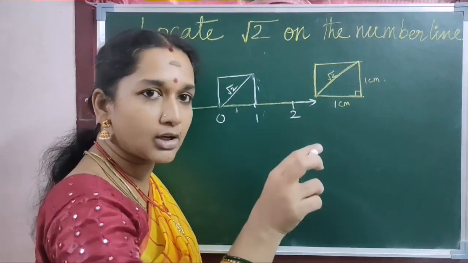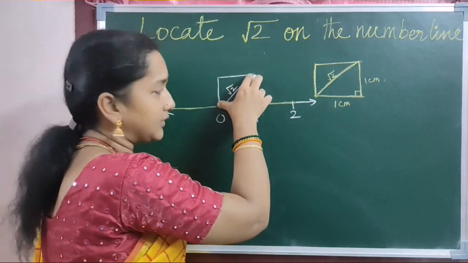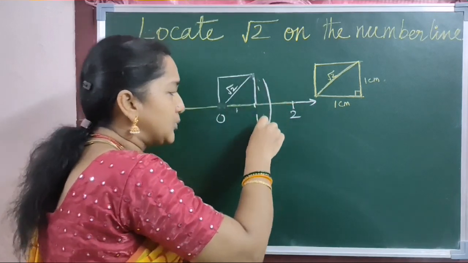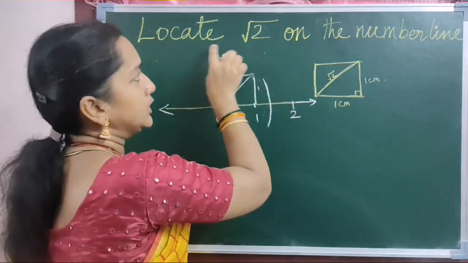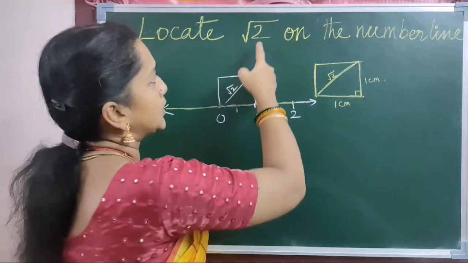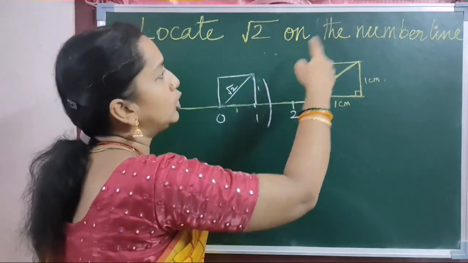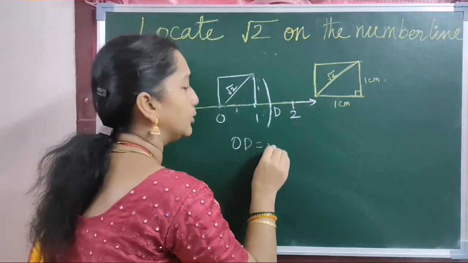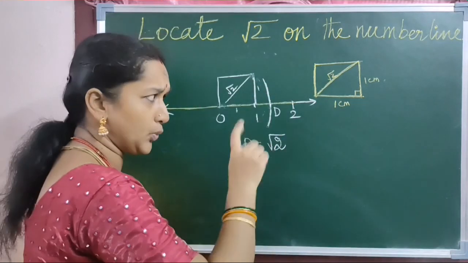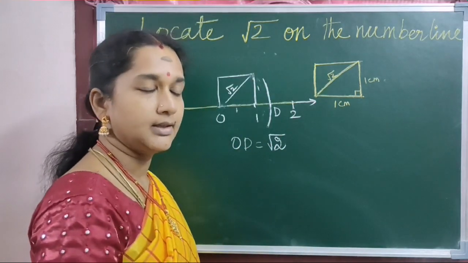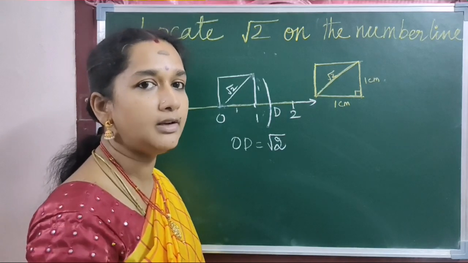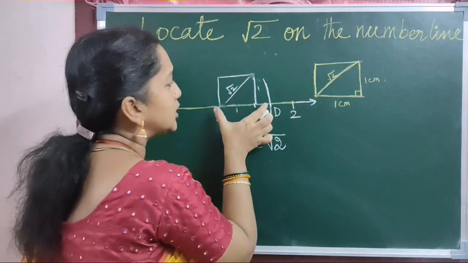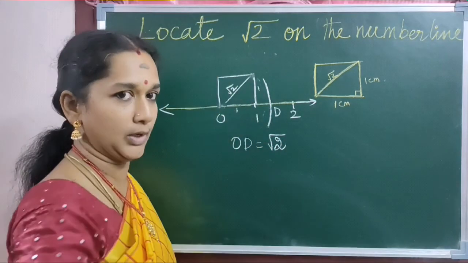So I take a compass, measure this length, then I will cut that on the number line. So this will be the length of root 2. I have located root 2 on the number line. If you take this as D, OD is equal to root 2. So when you find the square root of this, 1 point something you will get. So definitely when you measure this, you will get that measurement.